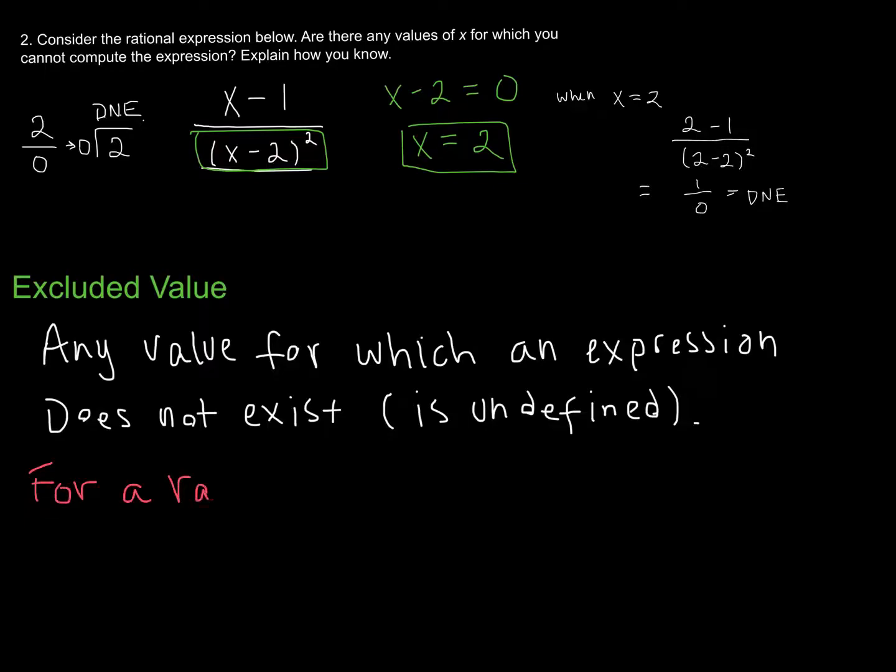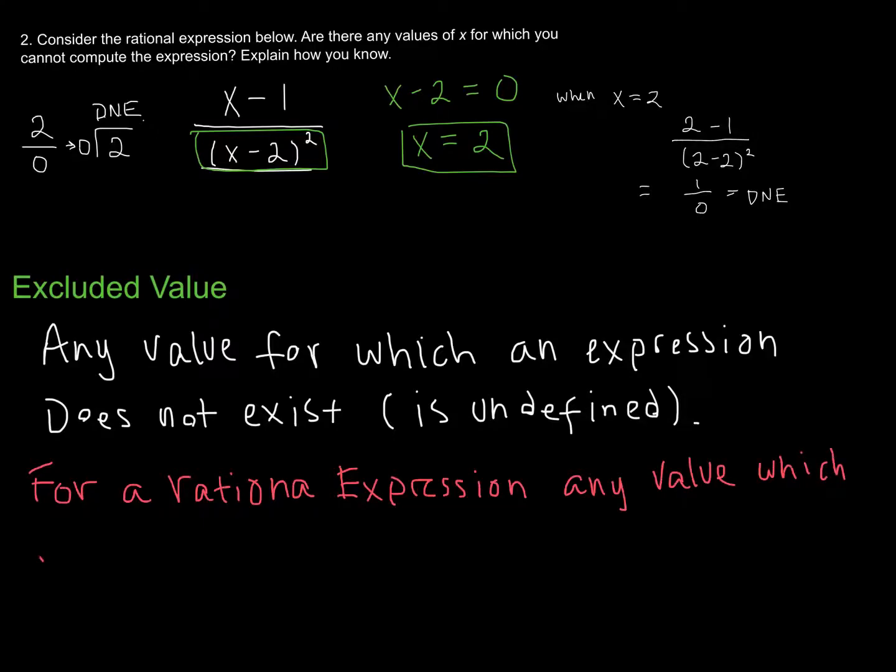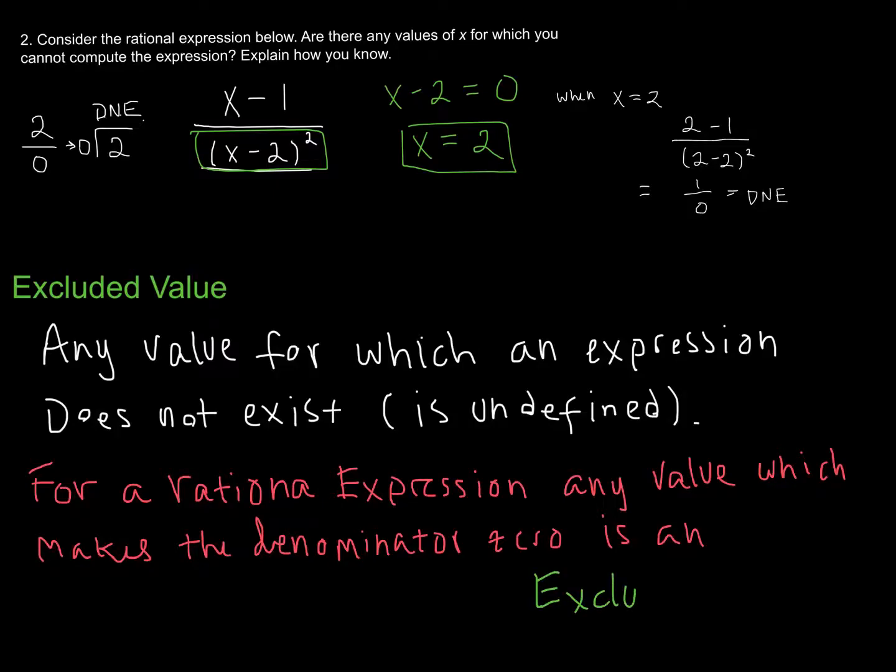Okay? So for a rational expression, any value which makes the denominator 0 is an excluded value.